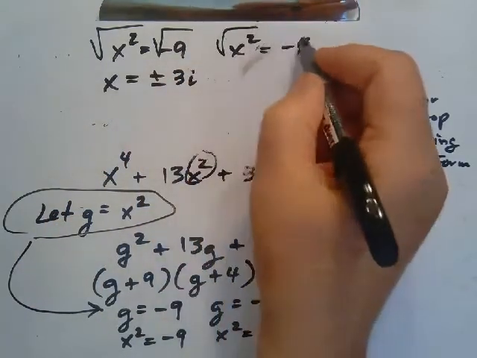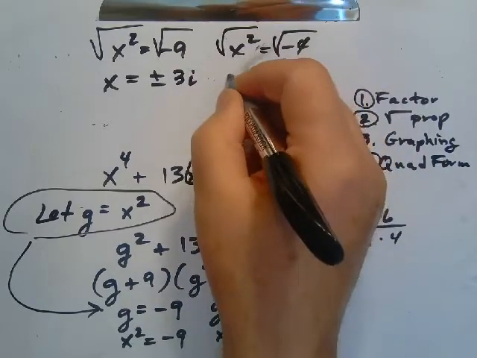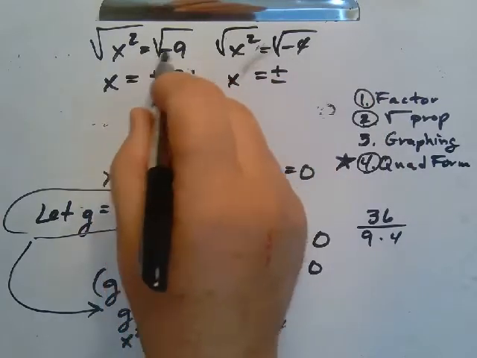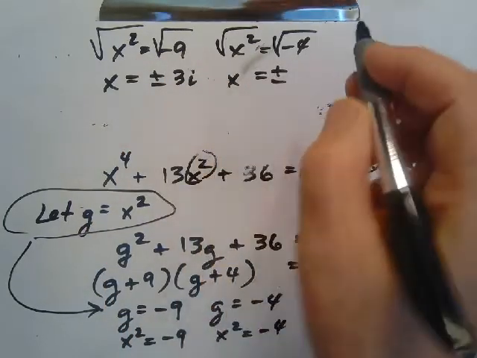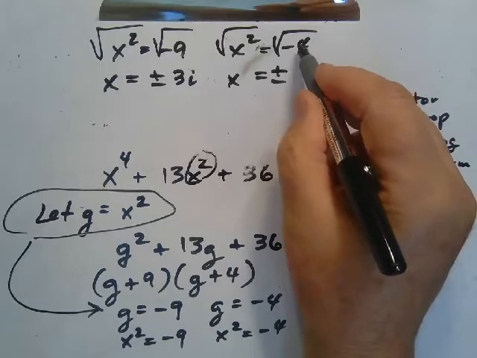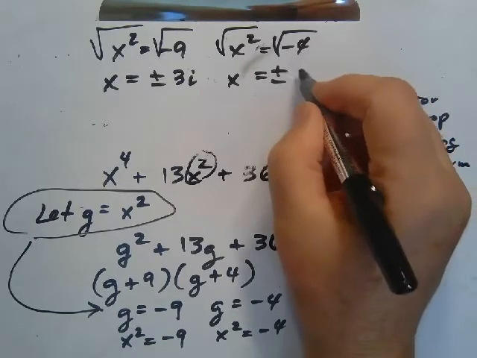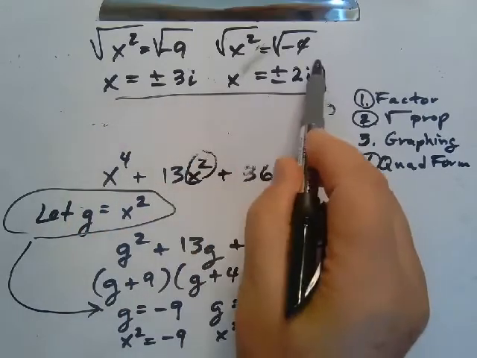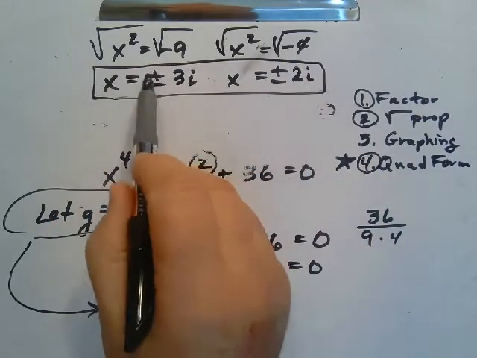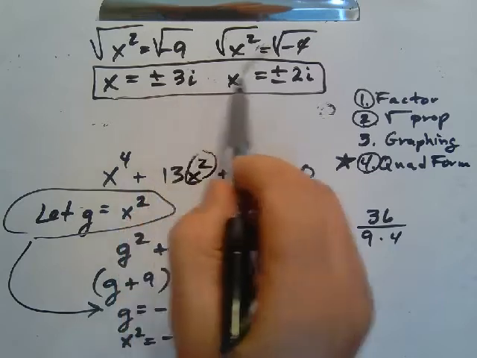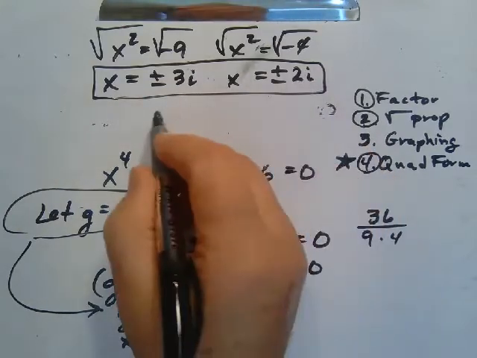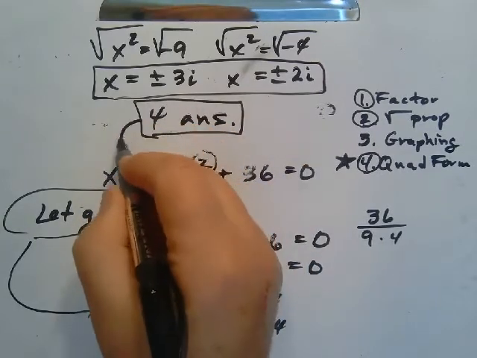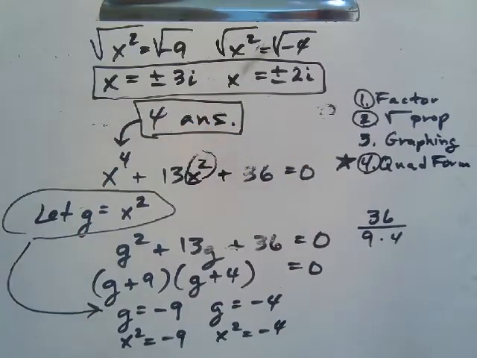And same thing over here. Take the square root of both sides, and we get x equals plus or minus. Remember, when you take the square root of both sides, you have to take the plus or minus on the right side there. And the square root of negative 4, again, is going to involve i. That's 2i. Now, what you've got here is actually 4 answers. Plus 3i, minus 3i. Plus 2i, minus 2i. There are 4 answers. And the reason there are 4 answers is because this exponent is a 4.